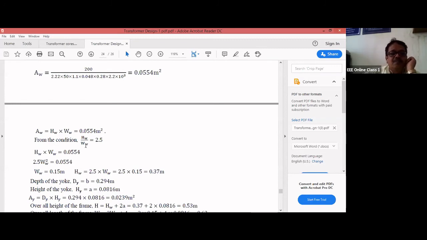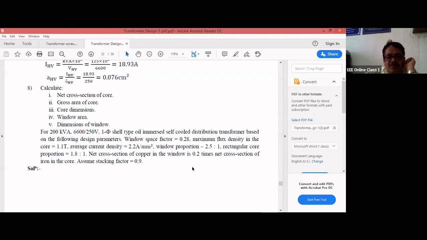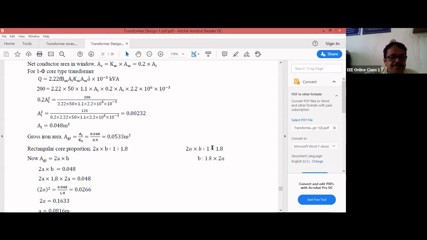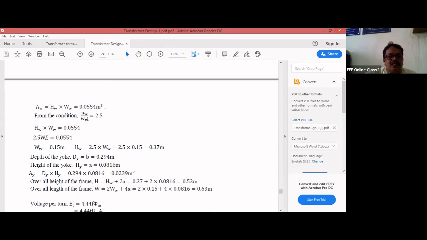From the condition given, the ratio of height of the window to the width of the window is given as 2.5. Window proportions is 2.5, height of the window to width of the window. Use this condition. HW into WW, where HW is 2.5 WW, so 2.5 WW whole square. From this, you can find out the width of the window and the height of the window.